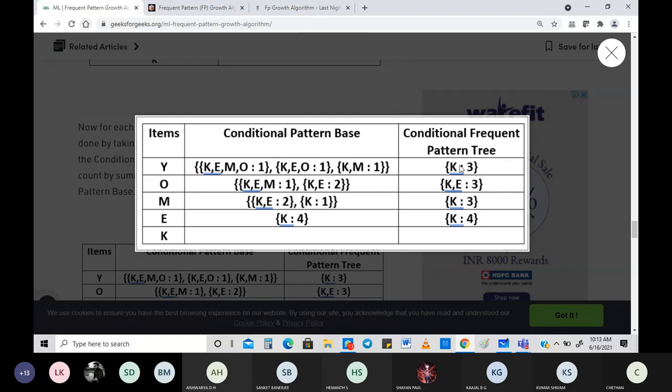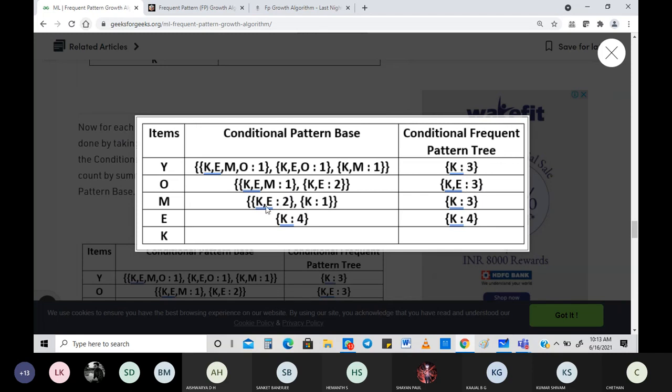How many times is it coming? 3. Next one. In this second row, you check. K, E, K, E. Both are common. M is not common. So K, you can write up to what? Not two times, three times. You have one time here and two times here. So 1 plus 2, 3.